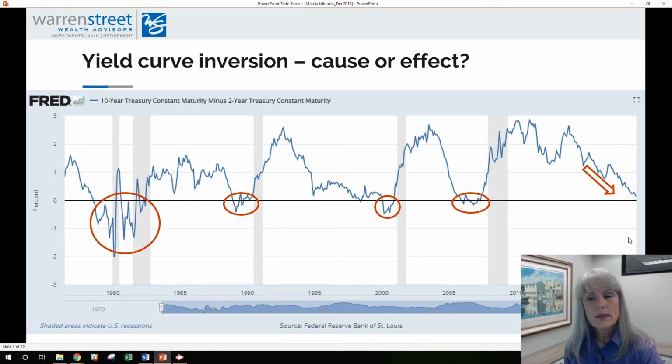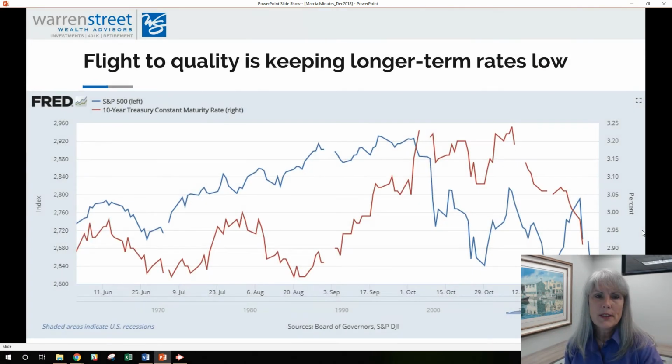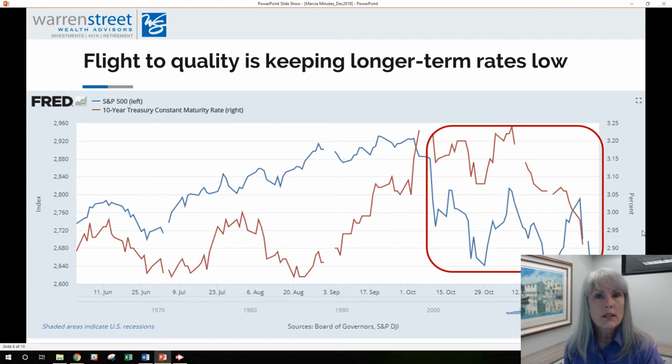That's why investors are concerned and commentators are concerned. But let's think about really what's going on. Is it prediction or just coincidence? So how are we going to figure this out? Well, let's take a look at the longer term interest rates and see if that helps understand.